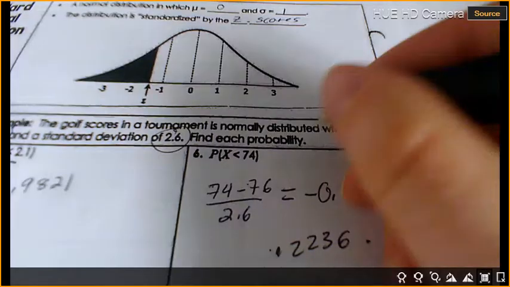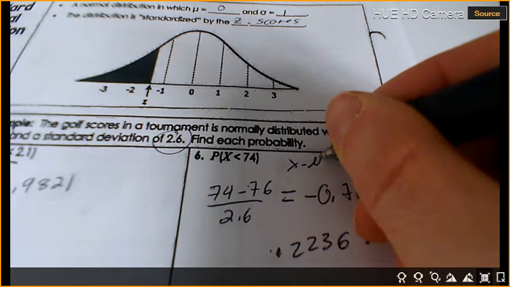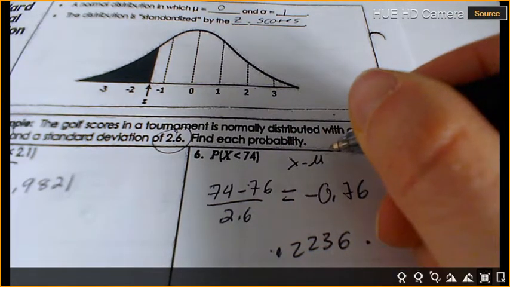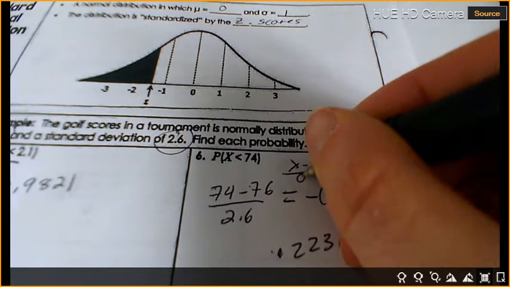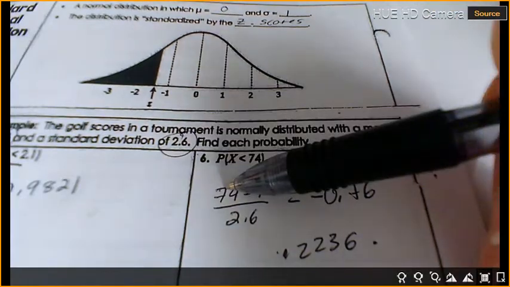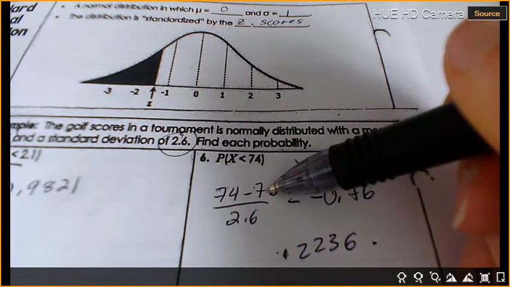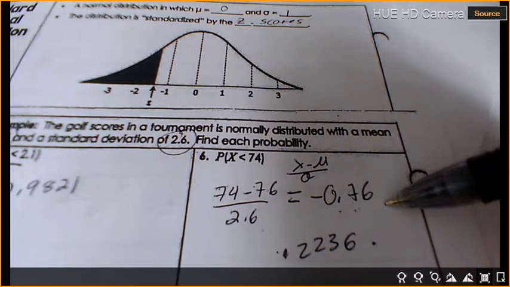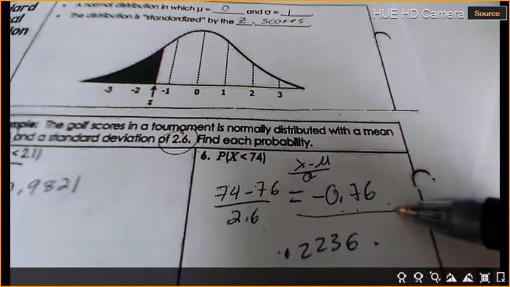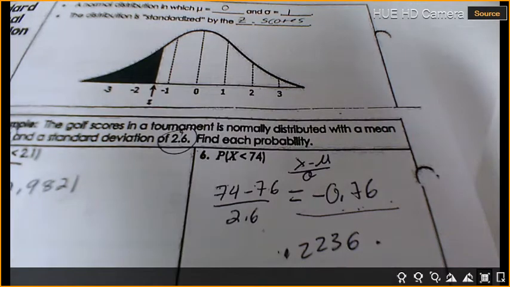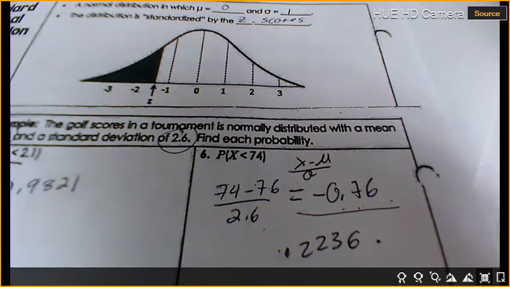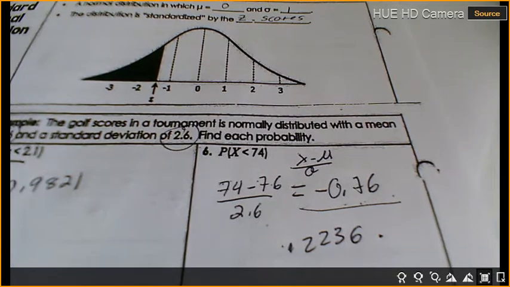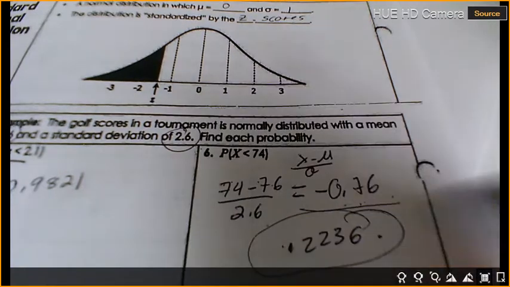So, we did x minus the mean divided by the standard deviation. We have the mean, we have the standard deviation, we have our point. So 74 minus 76 divided by 2.6 is negative 0.76. Then we look, nope, because we're looking for the z-scores. We don't have to do anything like we did for the last ones. This is just like the first one, and then we find that.